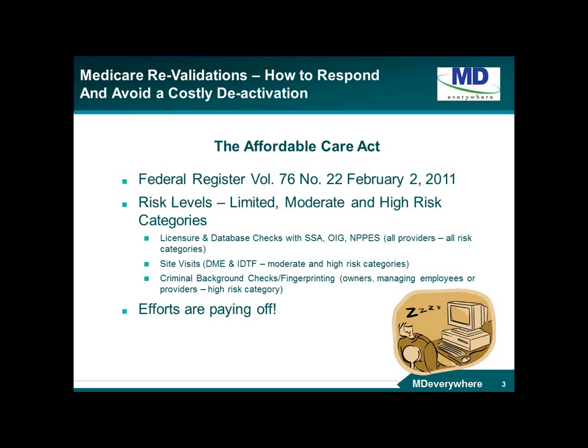Providers in all risk categories are subject to the general screening processes including licensure verification and database cross-checks with the Social Security Administration, the Office of Inspector General, the OIG, and also the NPPES profile created for your NPI. Moderate and high-risk categories can additionally be subject to pre- or post-enrollment site visits. Criminal background checks and fingerprinting are reserved for owners, managing employees, and providers in the high-risk category.